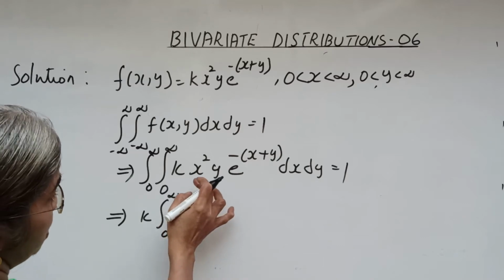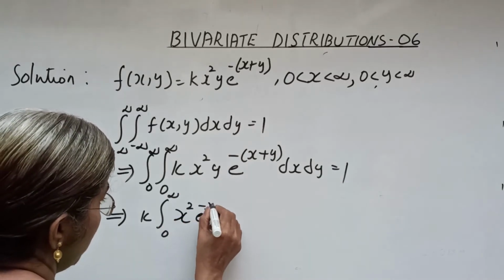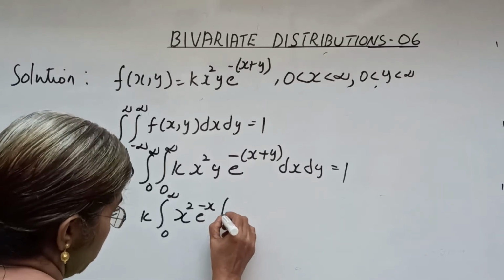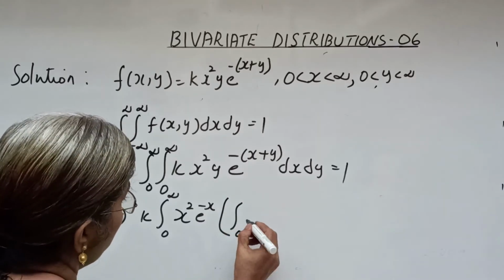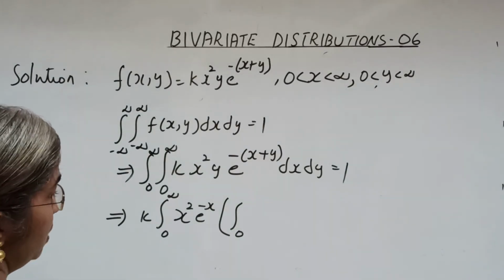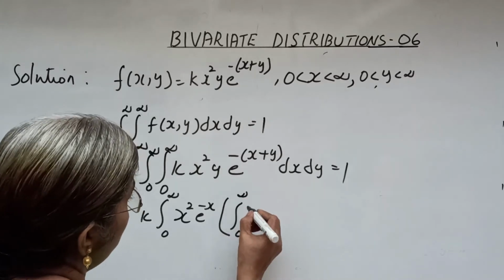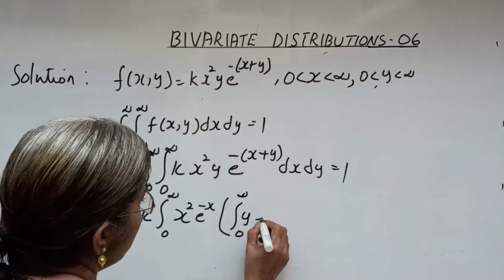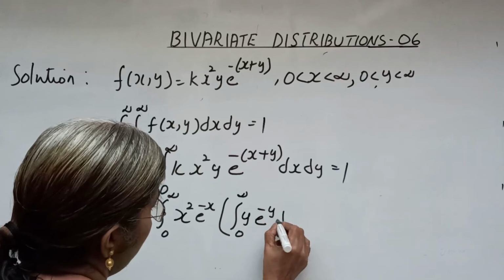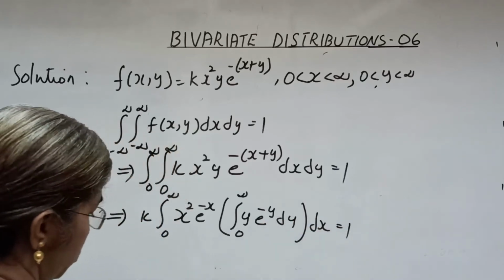We can split this function as integral of x square e raised to minus x, into integral for y. We are integrating with respect to y firstly. So that into integral 0 to infinity y e raised to minus y dy, into dx equal to 1.